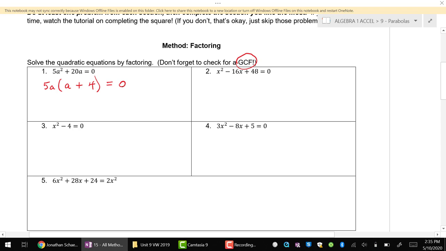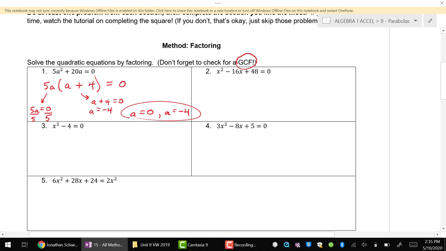With factoring, we're going to use the zero product property. So either 5a is equal to 0, or a plus 4 can equal 0. So my solutions will be 0 divided by 5, and we'll get a equals 0, or over here, a must equal negative 4. So there are my 2 answers from solving by factoring. And they can get a little bit tougher than that.